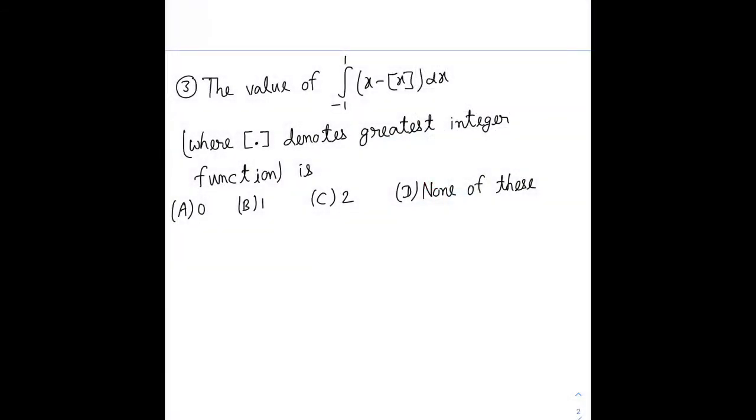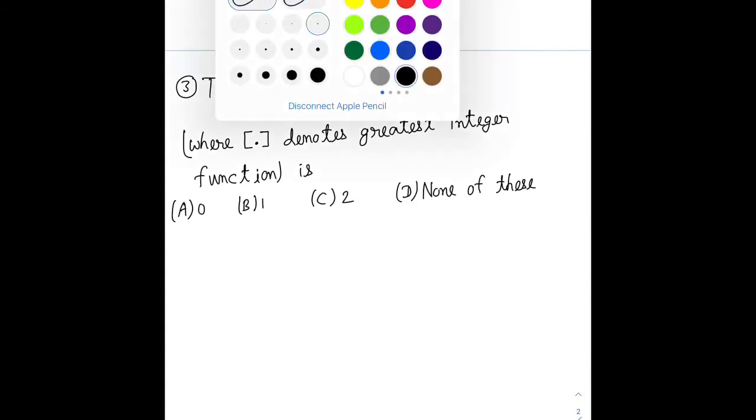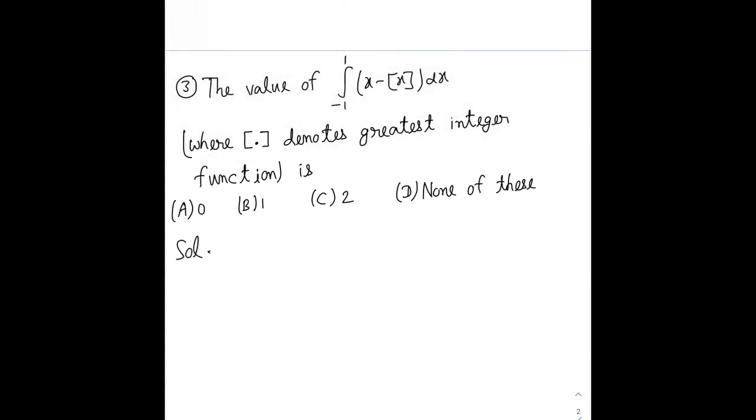Question number 3, the value of the integration of x minus greatest integer function of x dx, where the limit is minus 1 to 1. So this square bracket denotes the greatest integer function. There are 4 options given. So first of all, you know what x minus greatest integer function of x is. It is nothing but the fractional part of x.